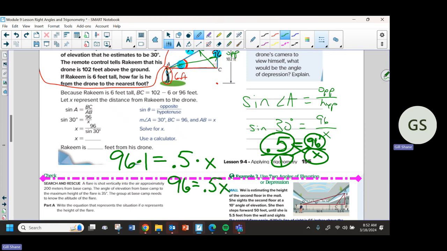How do I solve for X then? I want to get X by itself, so I need to do opposite math. If this is 0.5 times X, then I need to divide. That's the opposite of multiplication. So your final answer should have been 192.